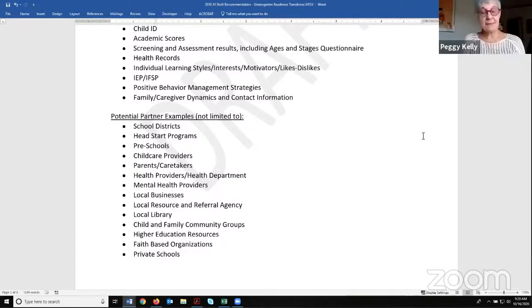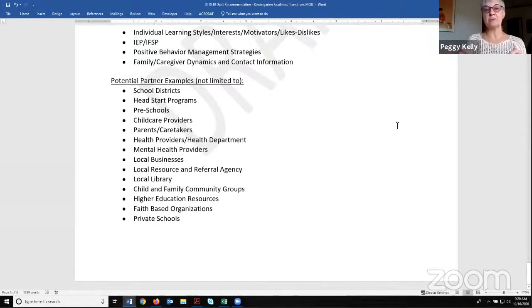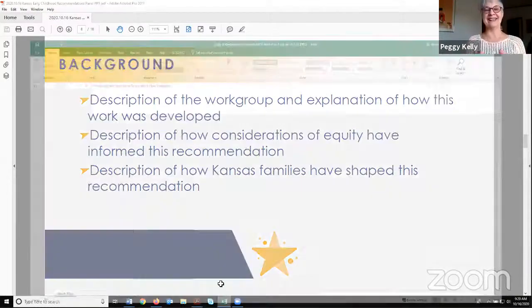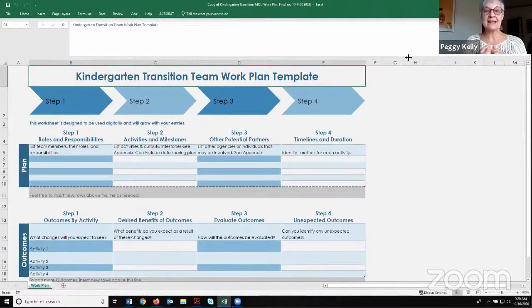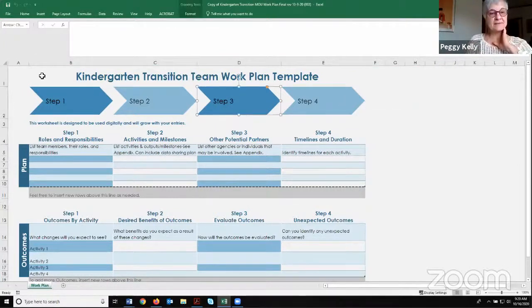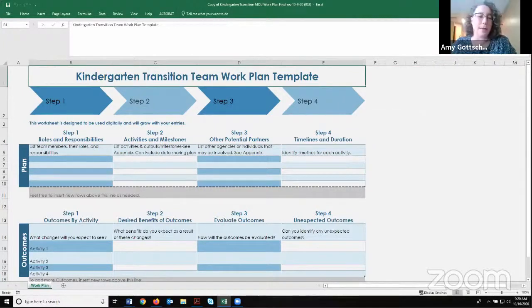And Amy Gottshammer had a brilliant idea around helping to make this real, or as my fiddle teacher says, really, really real. That this is something that's living and breathing and not only sets the framework, but a path. So Amy, do you want to take it from here and share the work template? Sure. Thank you, Peggy. This is Amy Gottshammer.